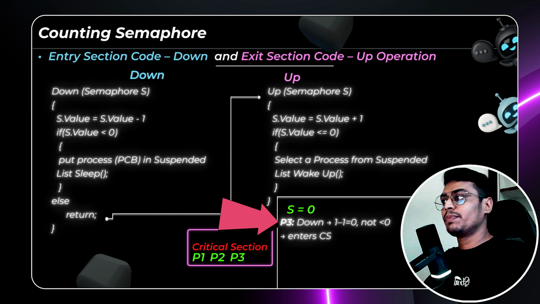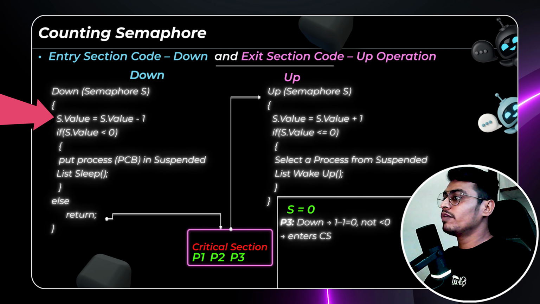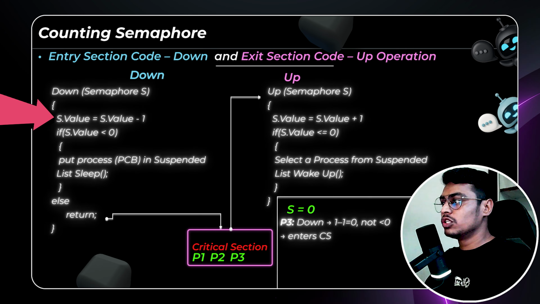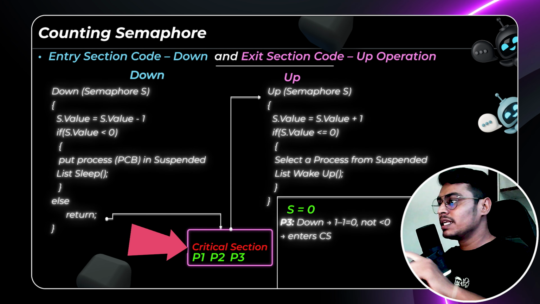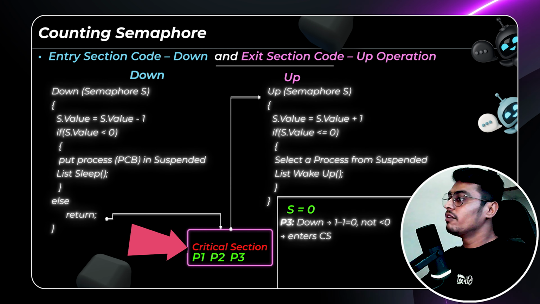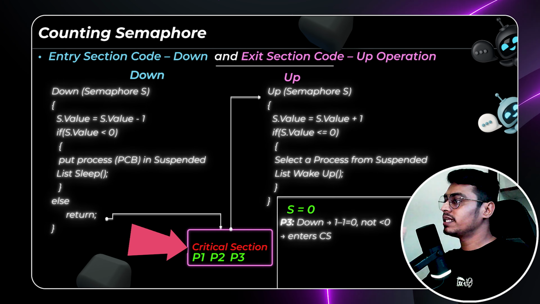Now process P3 comes, it runs down. S value is 1 minus 1 equal to 0. Check if S value is less than 0 or not. No, 0 is not less than 0, it is equal to 0. So P3 successfully enters the critical section. Now we have three processes, P1, P2, P3, in the critical section.